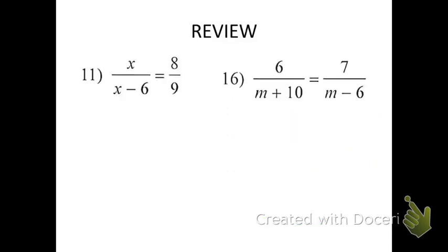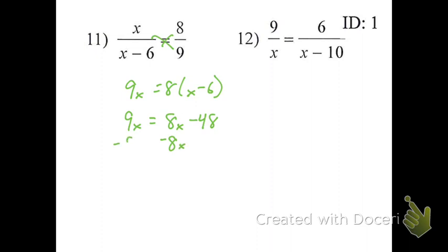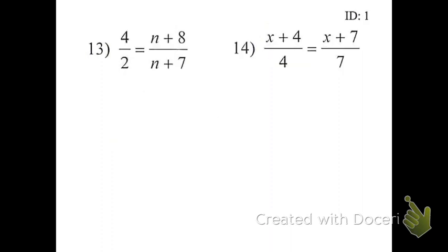Wait, that was 11 and 16. Okay, right, so I can do 11 now. Go back to 11. So 9x equals 8 times x minus 6. This is 9x equals 8x minus 48. I'm going to subtract 8x from each side. I get x is equal to negative 48. Done.